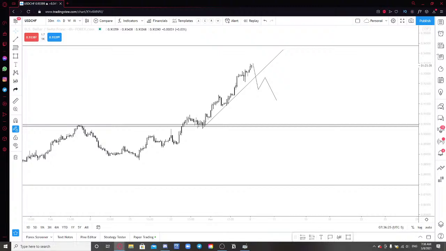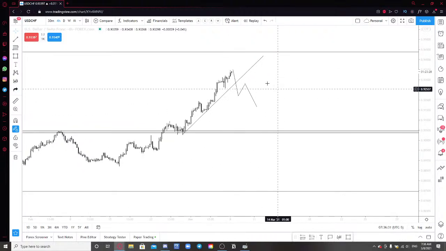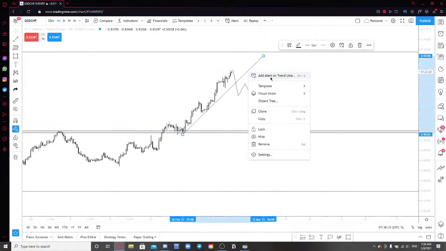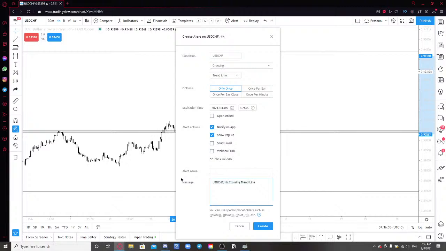Okay, since the setup hasn't come yet, or hasn't even started to form yet, I'm not going to send this chart out just yet. I'm going to go ahead and set an alert here, and if that happens, I'll send it out.